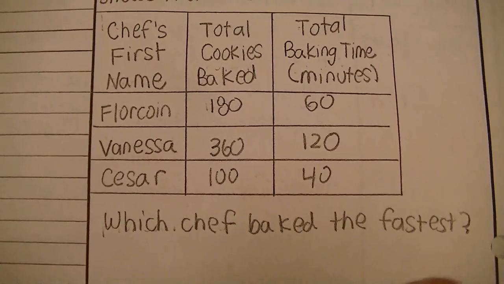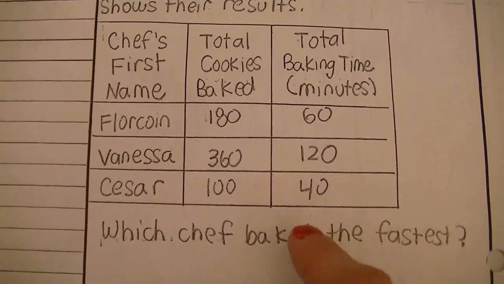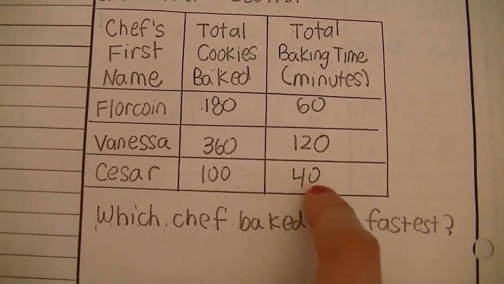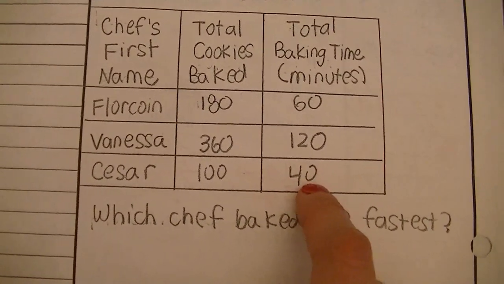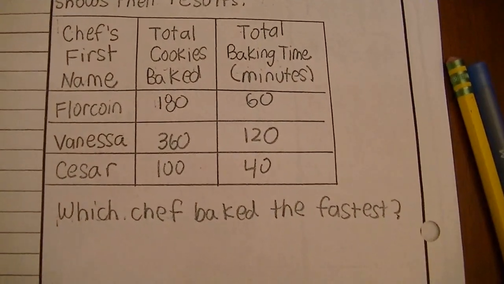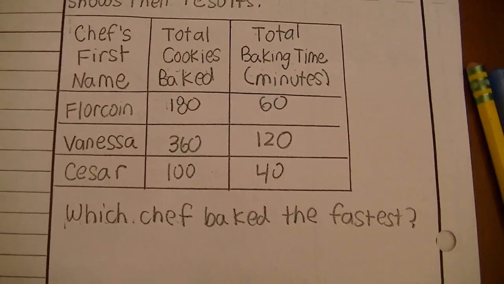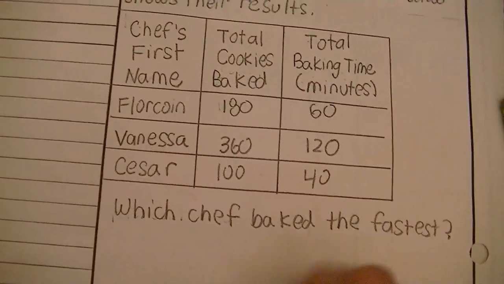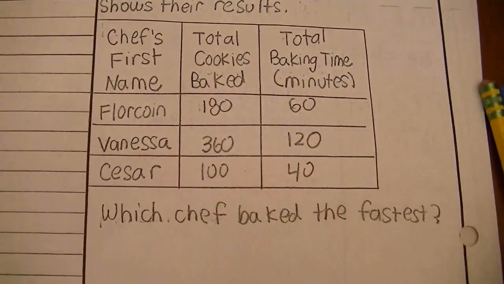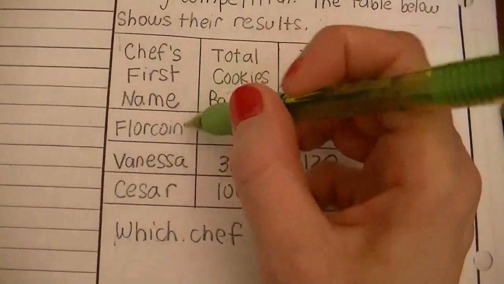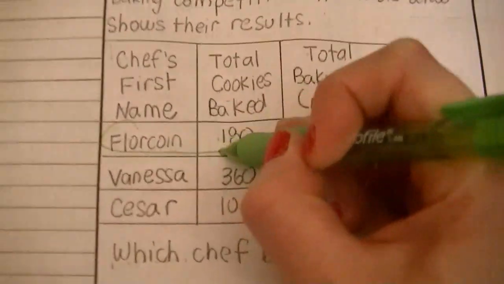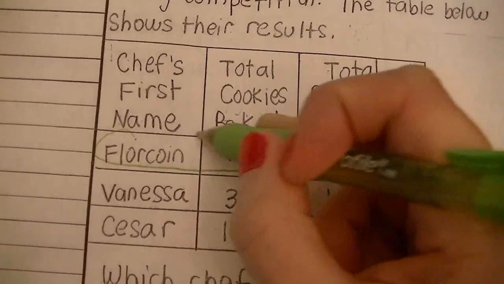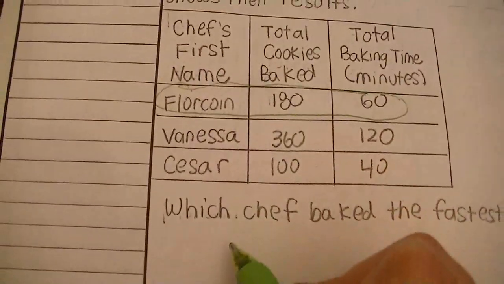So your first idea might be like, well, this guy baked the fastest because it only took him 40 minutes. But this is one of those cases where you need to find the unit rate so you know how many cookies were baked in 1 minute, okay? So since there are 3 people we're comparing, I'm going to use 3 different colors. So I'll write Flourcoin's information in this green color, and I'm going to go ahead and start there.